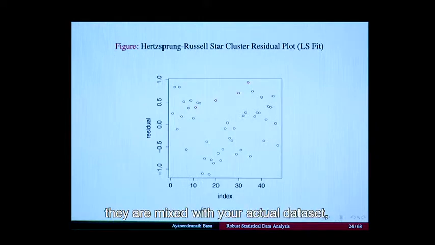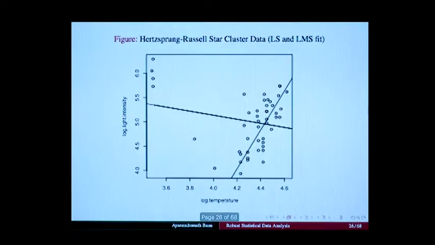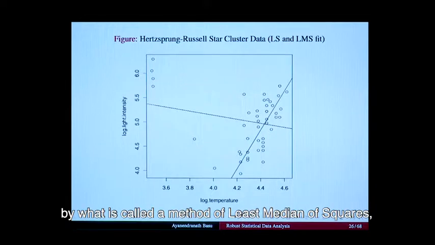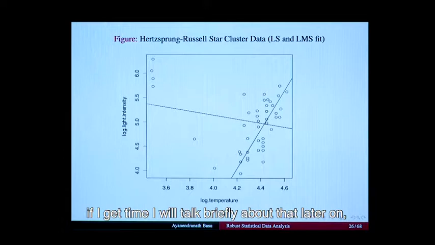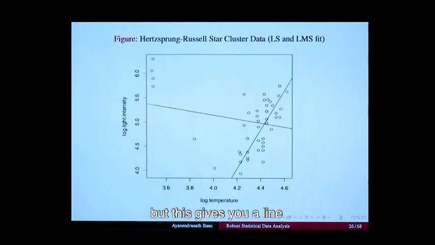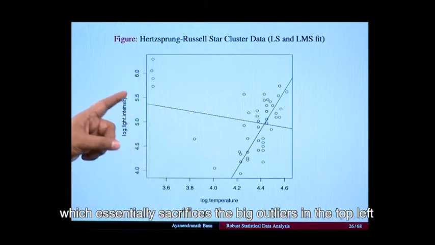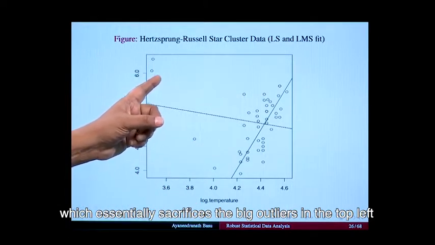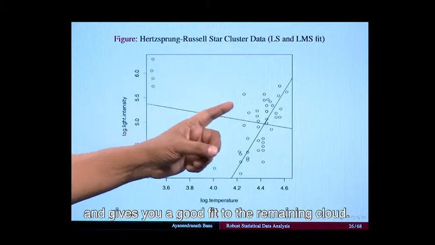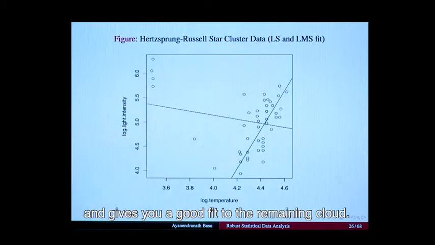They are mixed with your actual data set. But if you use a robust method of fitting other than least squares, and here I have done so by what is called the method of least median of squares. If I get time, I will talk briefly about that later on, but this gives you a line which essentially sacrifices the big outliers in the top left and gives you a good fit to the remaining cloud.